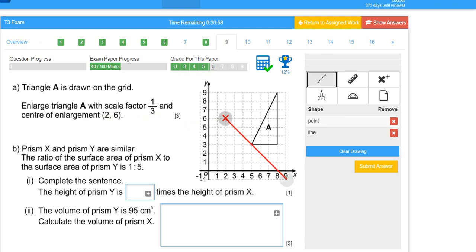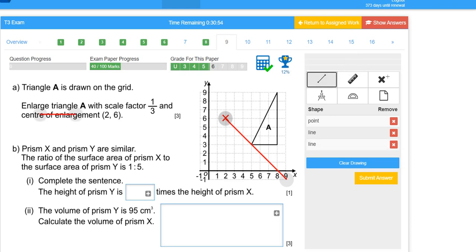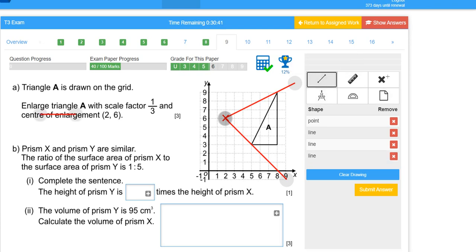So there's one there. Let's have another ray line to help me out with my calculation here. And one goes there in that center of enlargement, 2, 6. And the other one goes through the other vertex. So it looks nice. And then one more. I find ray lines are really helpful to work out our enlargements. And then this is going to go through that point there.